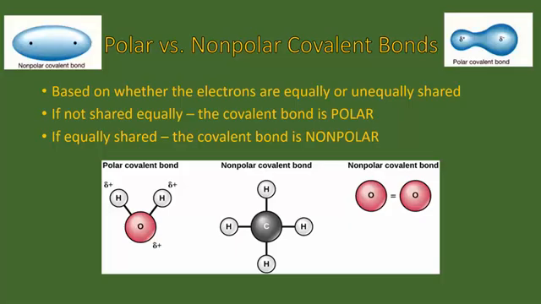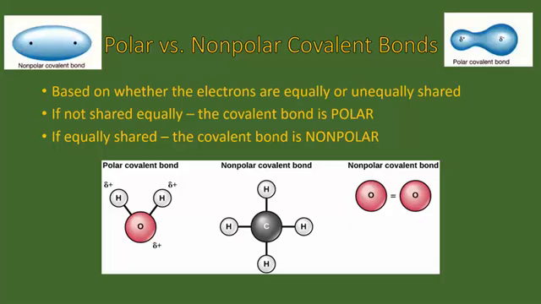Sometimes electrons are not shared equally between 2 atoms. If they are equally shared or pulled between the 2 atoms equally, this covalent bond is said to be nonpolar. Think about a tug of war. If the rope is straight across from the center point and both people on either side have equal muscles, they're pulling equally. That's a nonpolar bond.